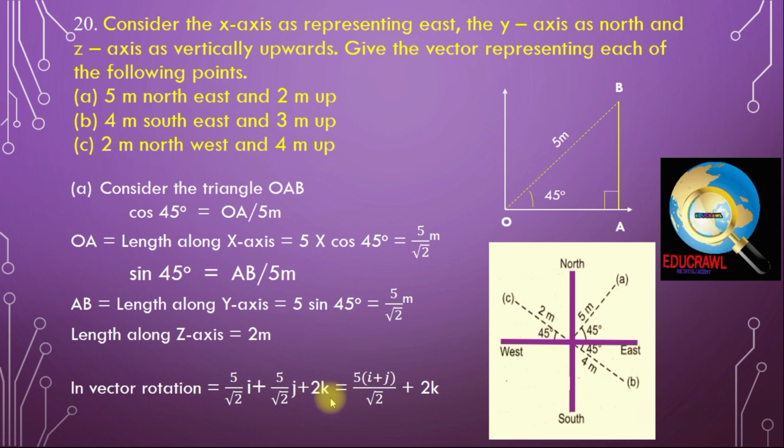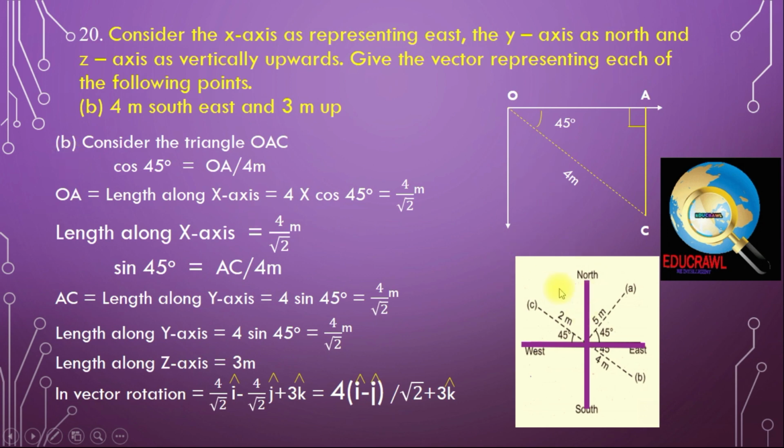So here they have taken 5 by root 2 common in i cap and j cap alone. So if you take, you will be getting 5 by root 2 into i cap plus j cap plus 2k cap. Very simple one. The same what we have done in A, we are going to do for B and C also in the next slides. So it will be the same, just the continuation.